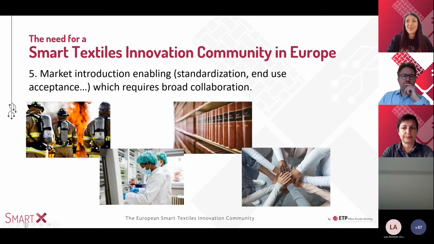And the fifth, and not least important, market introduction and enabling. Standardization, for example, which I think Daniela will mention at some point, is a barrier nowadays for smart textiles because there is nothing written, as well as end-use acceptance, among others. And this requires a broad collaboration among different sectors.